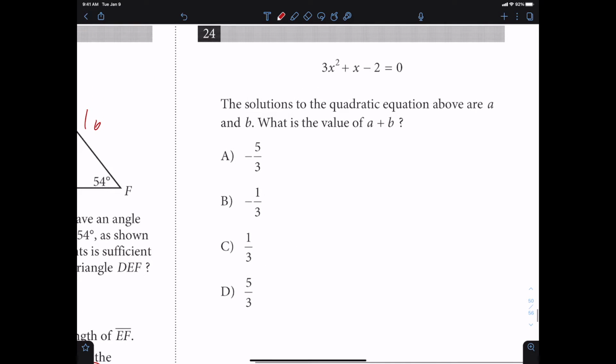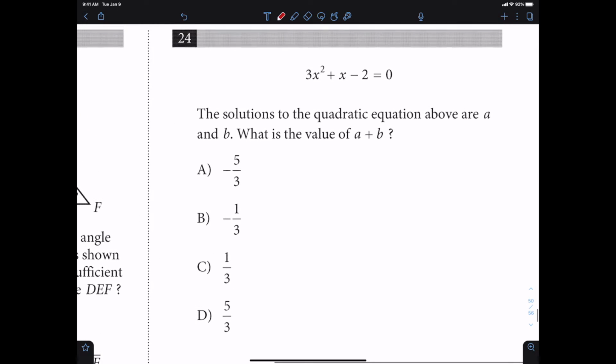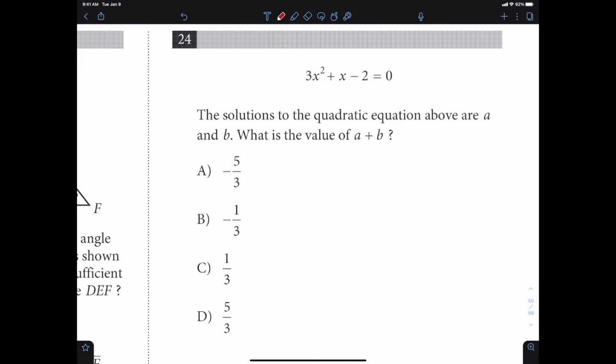The solutions to the quadratic equation above are A and B. What is the value of A plus B? All right, let's go ahead and solve for the solutions to the quadratic equation above. What is the value? Oh, remember, what is this asking for? This is asking for the sum of the solutions. And in a quadratic, the sum of the solutions is going to be negative b over a. In this case, negative b is just negative 1. And then a is 3. Negative 1/3. It's going to be B.